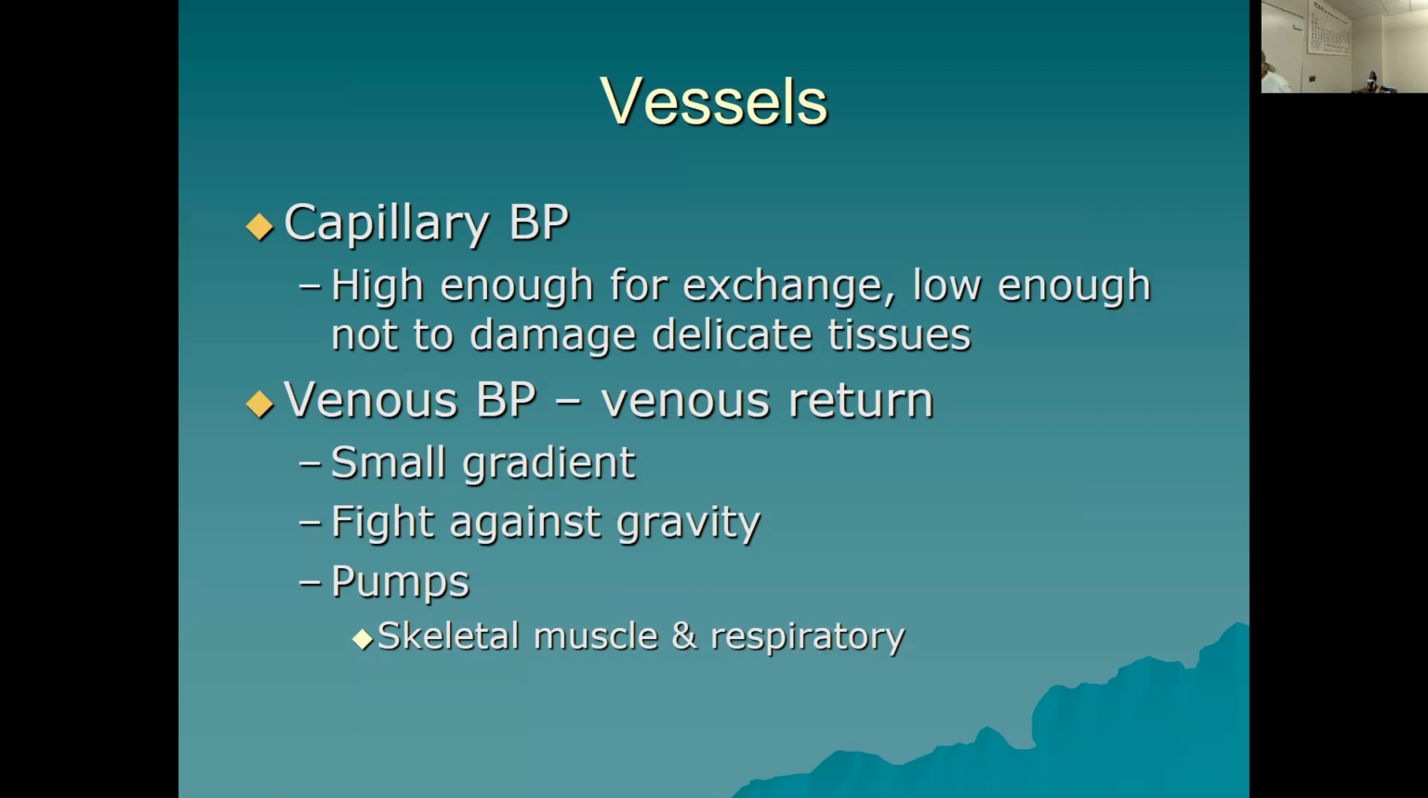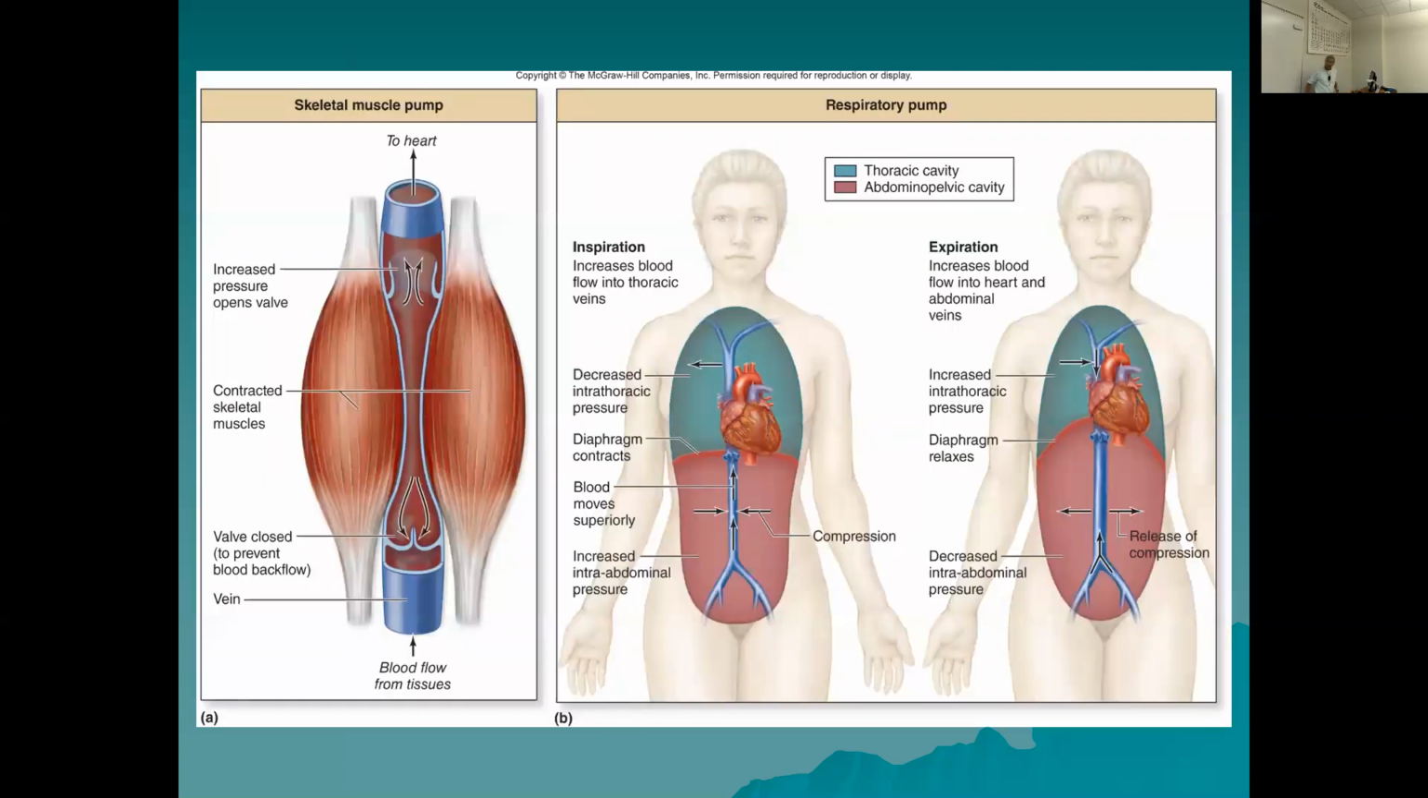Okay, let's look at the skeletal muscle and respiratory pumps that help venous return from the lower parts of the body. On the left is a skeletal muscle pump. Walking around and moving your muscles squeezes veins and helps push blood past these valves. Then when the muscle relaxes, the blood can't flow back because the valve is one way. So moving helps to keep blood flowing back up.